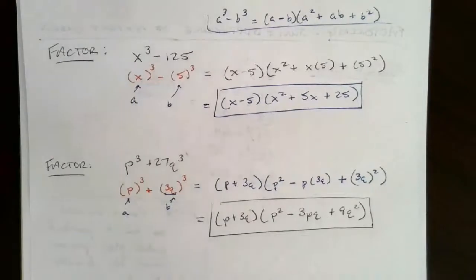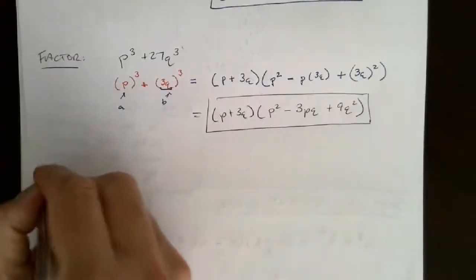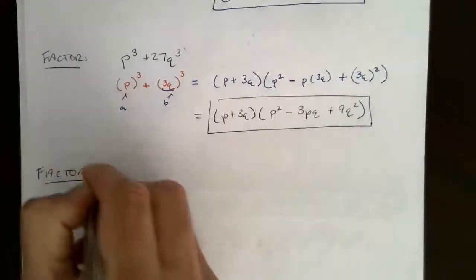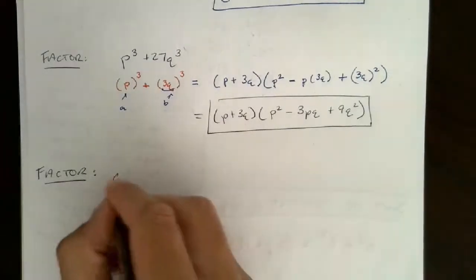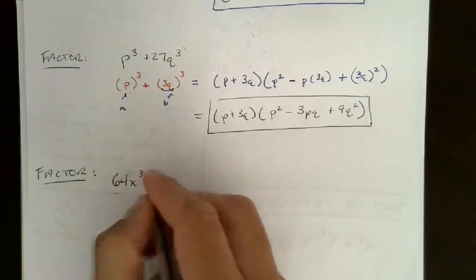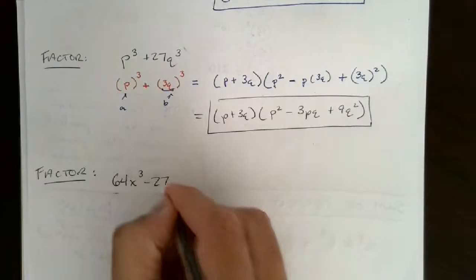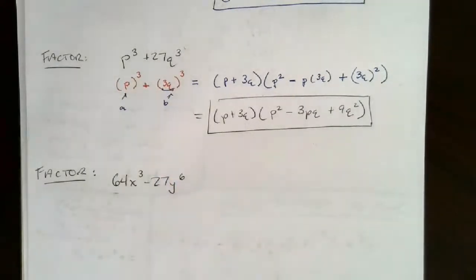Let's try another one. If I said to factor this one here, 64x to the third minus 27y to the sixth. So you may want to pause this and try it for yourself and then watch the video after and make sure you have the correct answer. But let's take a look.